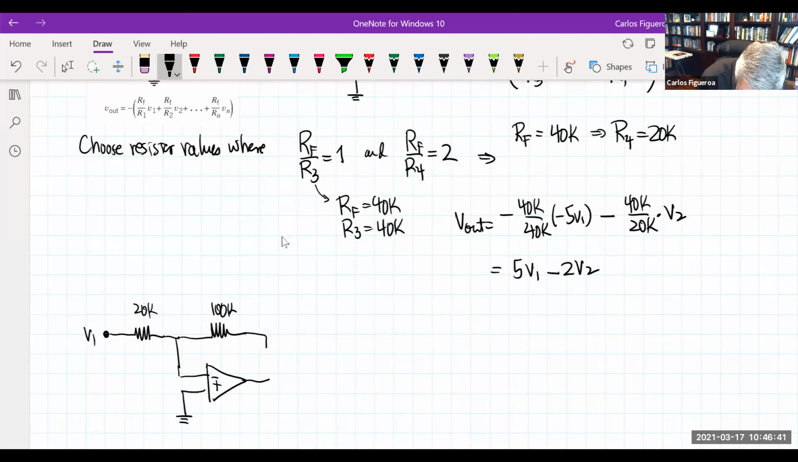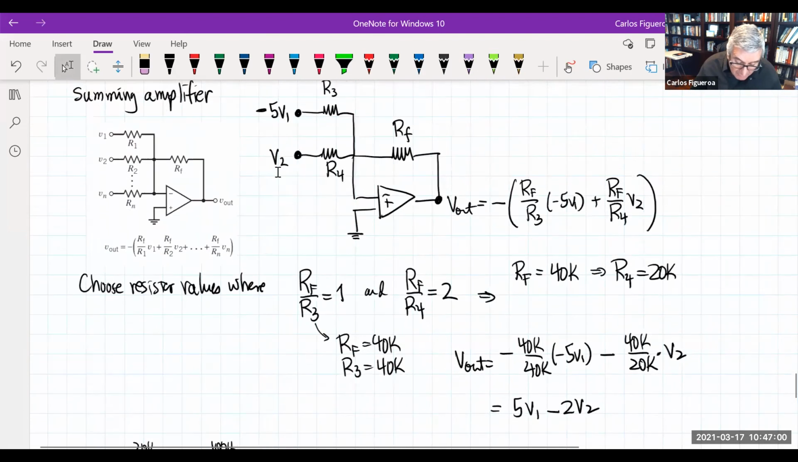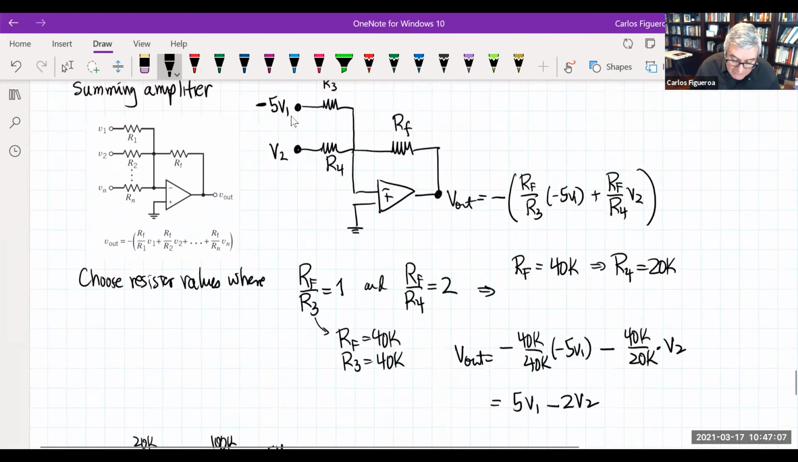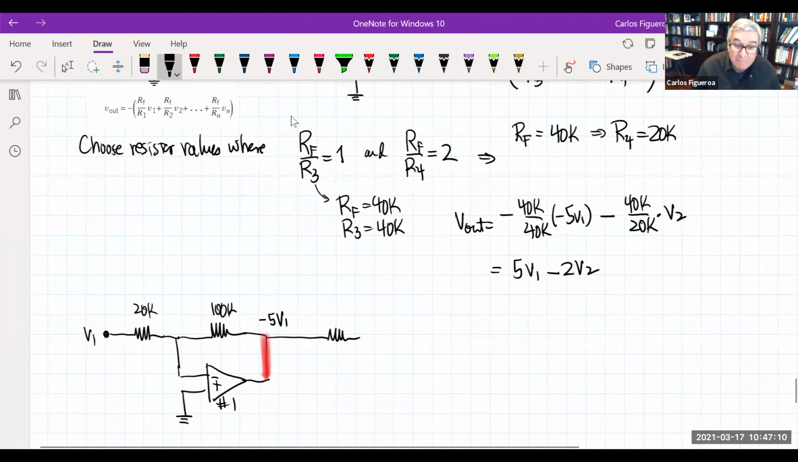And this output right here, right? So if I look at the node right here, this node for op amp number 1 is minus 5V1. That's what that node is. And then I'm going to keep summing this. Look at my picture here. So now this guy has a second resistor, right? Look at that second resistor. And then there's a second input node, which has a resistor connected to this here.